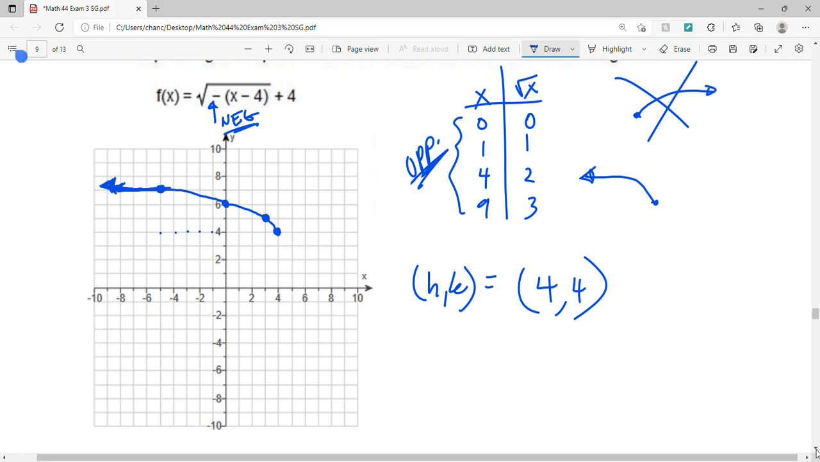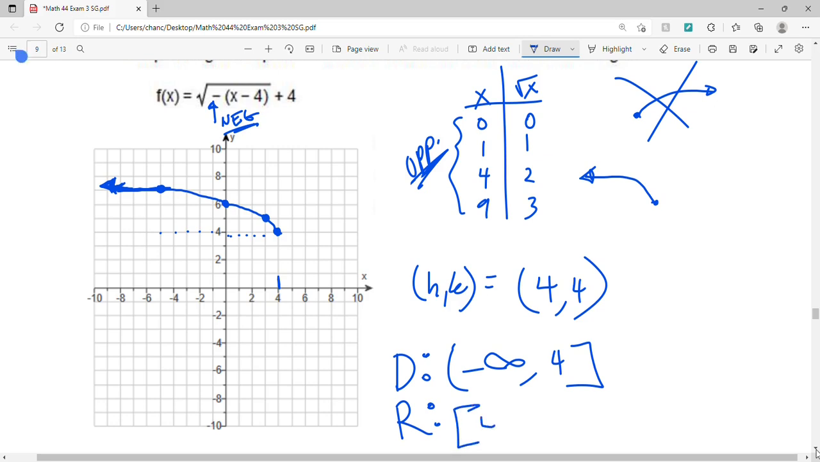So there you go. Here's our graph. The domain is negative infinity. It goes to the left forever. Goes to the right. It stops at 4. For the range, goes down at a positive 4. And it goes up forever. So the range is square bracket 4, infinity. And our domain is negative infinity, 4.